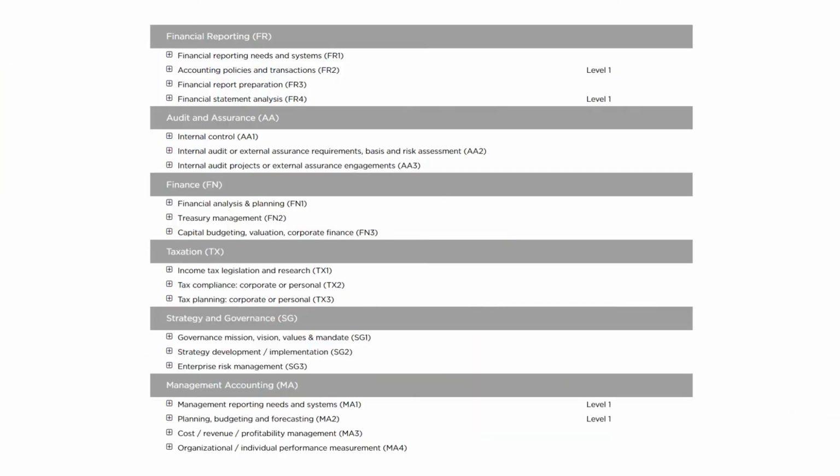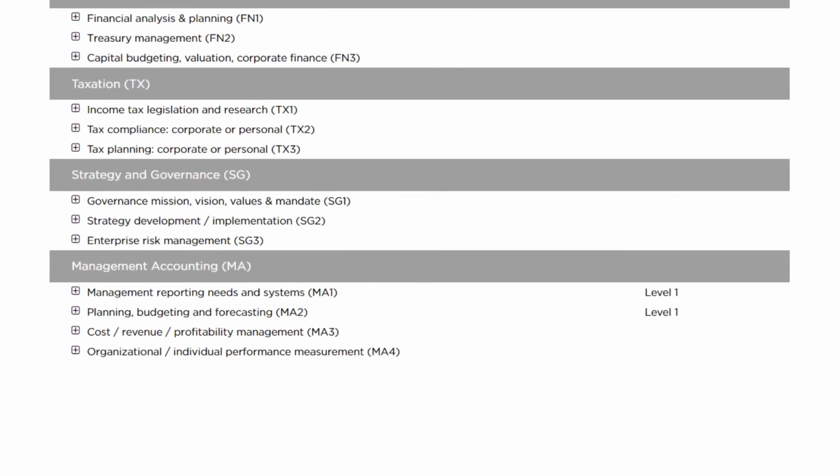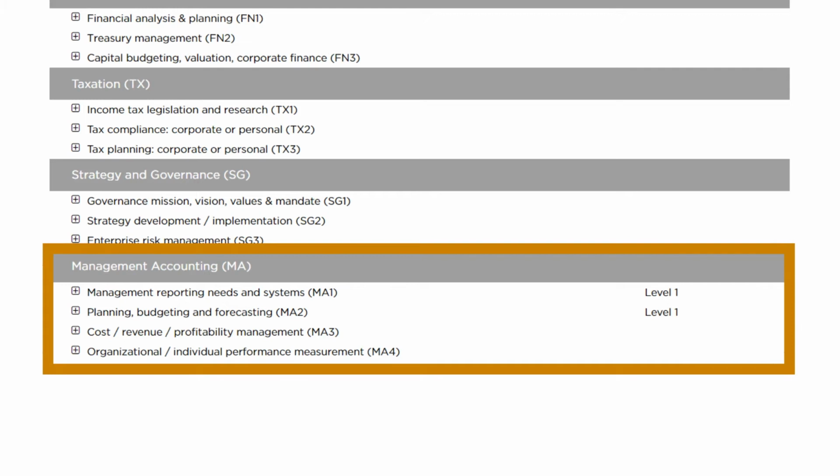After reviewing Jason's technical competencies and the focus of his job duties, his mentor says that Jason's target area of depth should be management accounting. They discuss the sub-competencies where he could progress to level 2.